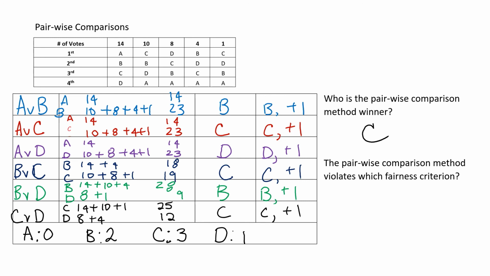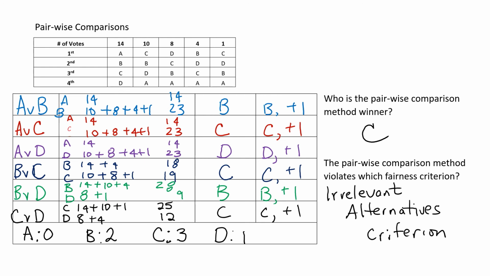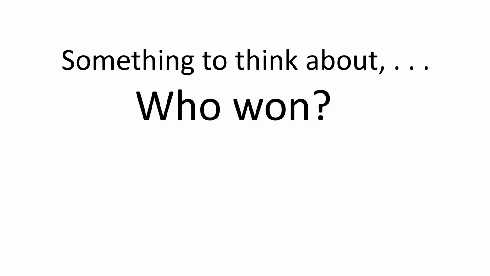And the pairwise comparison method violates a fairness criterion that is called the irrelevant alternatives criterion. So this is interesting. Depending on the voting method we used, 4 candidates, 4 different winners. So something to think about. Who won?